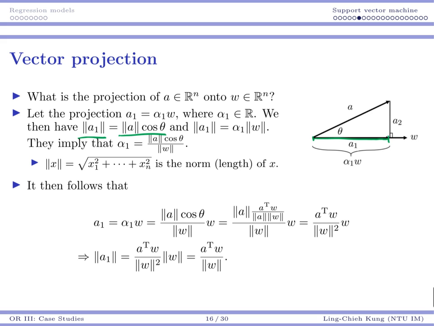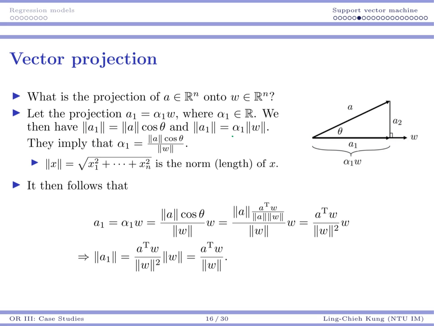If we are talking about its norm, then this is the length of the green line segment. And A is another line segment. The norm of A is the length of this red line segment. According to your high school mathematics, you get this formula regarding the cosine function. So now you have two equations regarding the norm of A1.